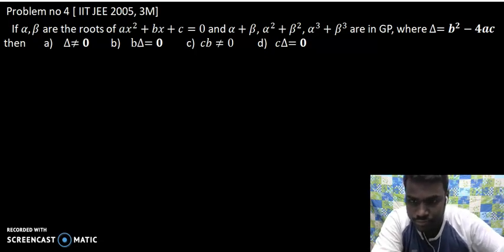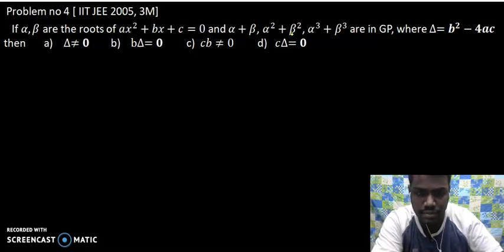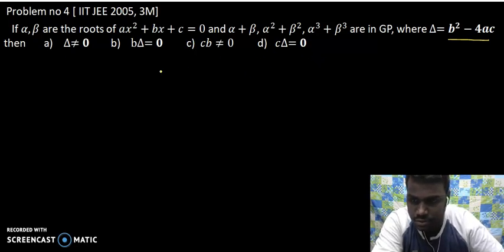Problem number 4. If alpha and beta are roots of ax squared plus bx plus c equals 0, and given that alpha plus beta, alpha squared plus beta squared, and alpha cube plus beta cube are in GP, and where delta is the discriminant, that is b squared minus 4ac, then we need to find which of the following is true.